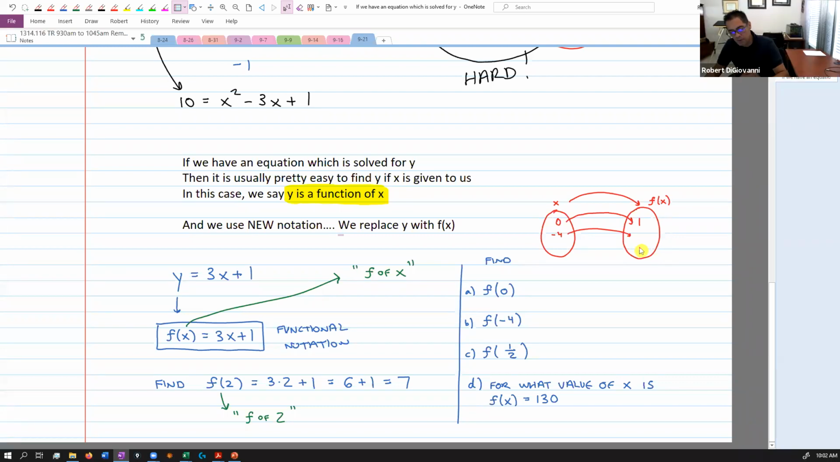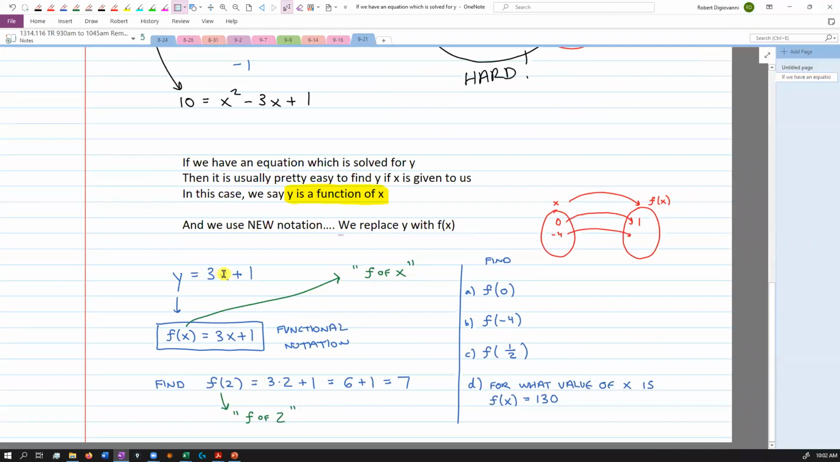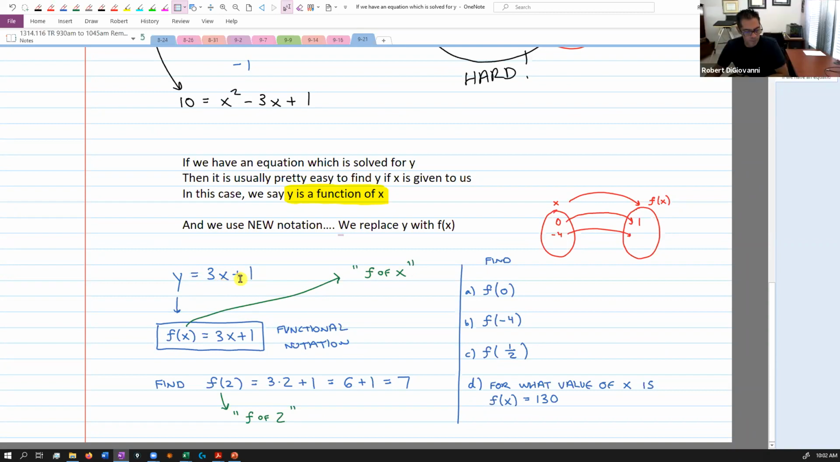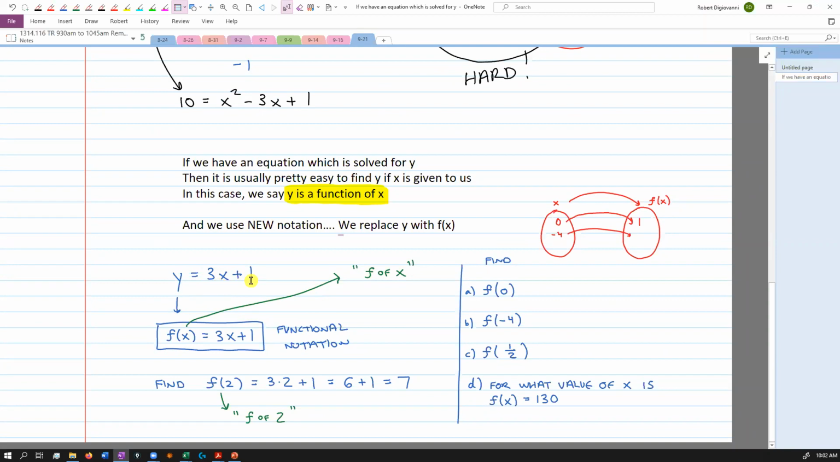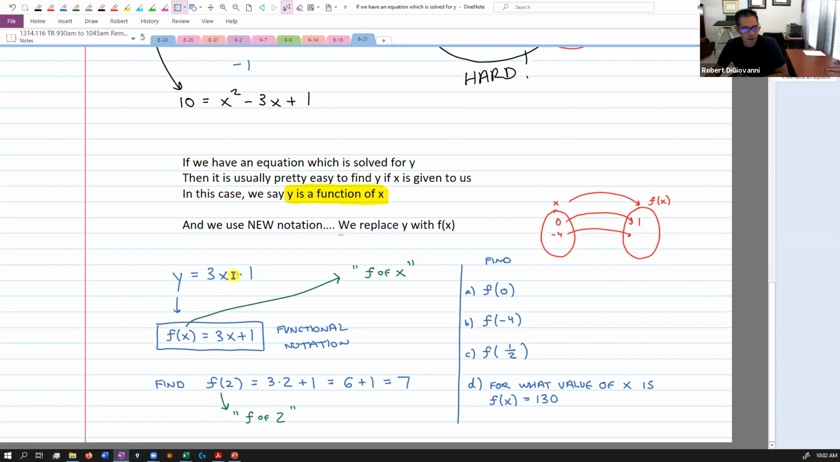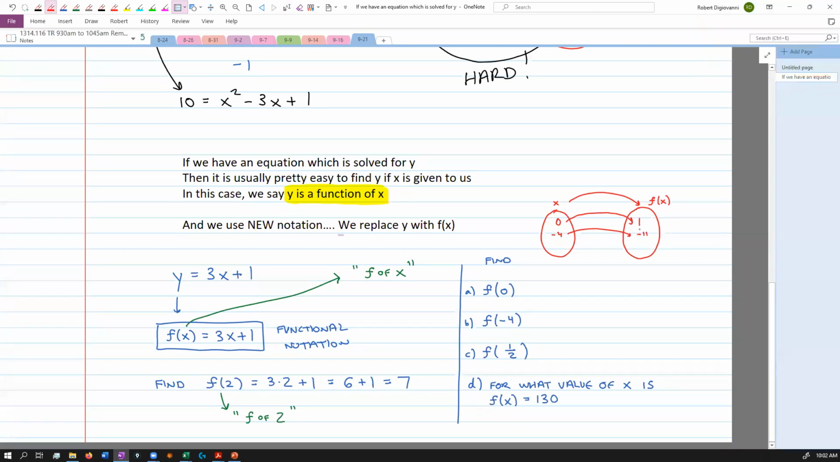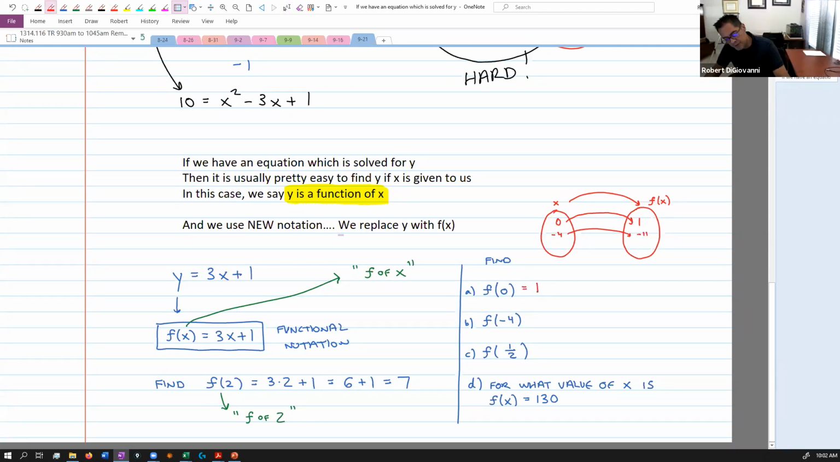So -4, would it be -5? I forgot what it was. You plug in -4 right here, right? Yes. So it would be 3 times -4, so -12, and then plus 1. You get -12 plus 1, you're adding 1, right? Yes. So -11. Okay. So f of 0 gave us 1. f of -4 gives you -11.